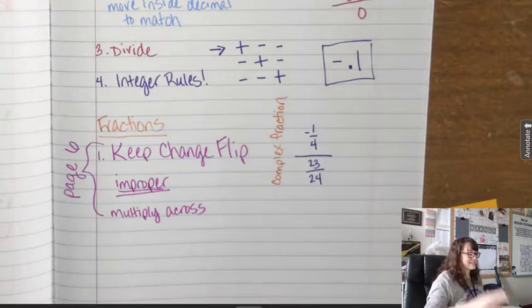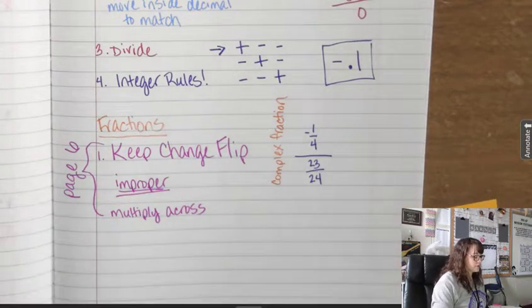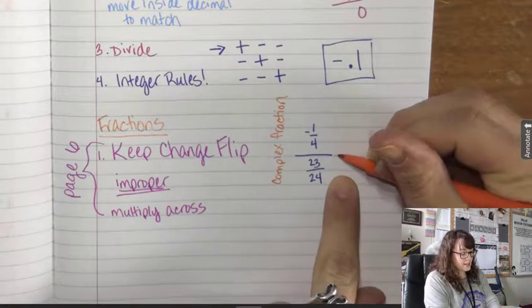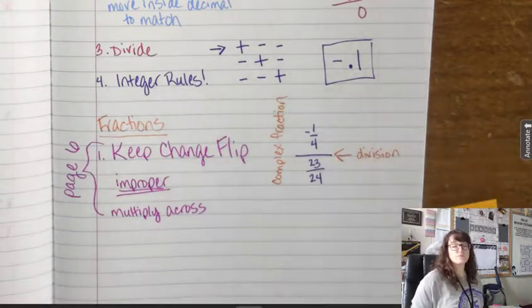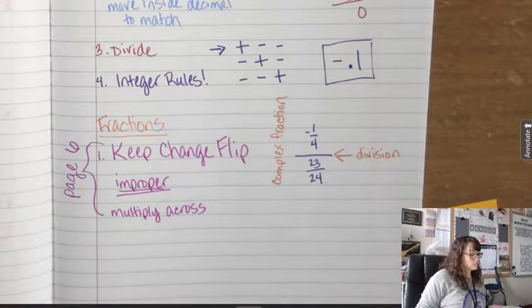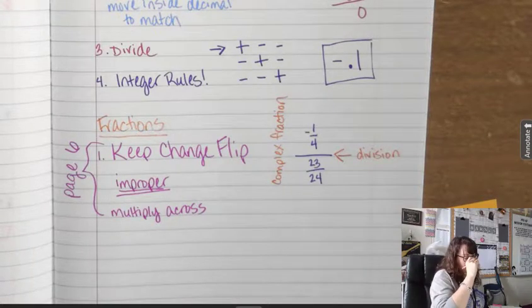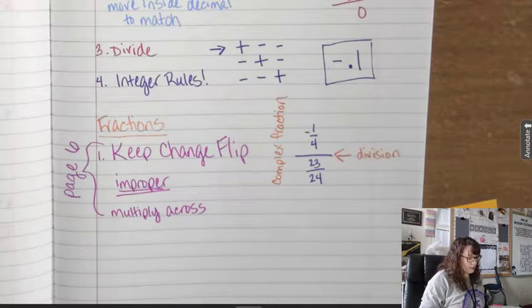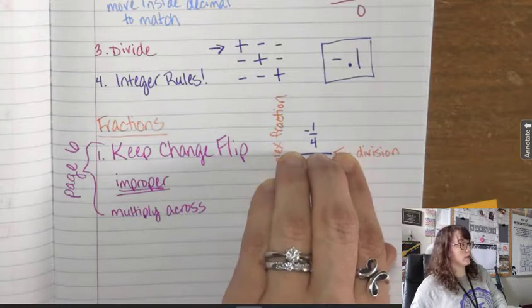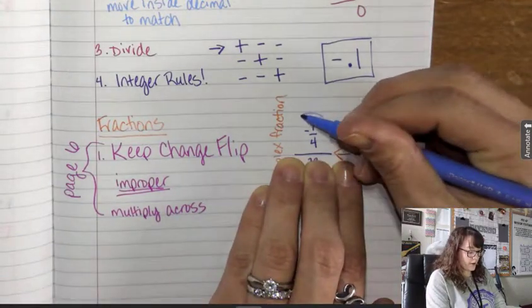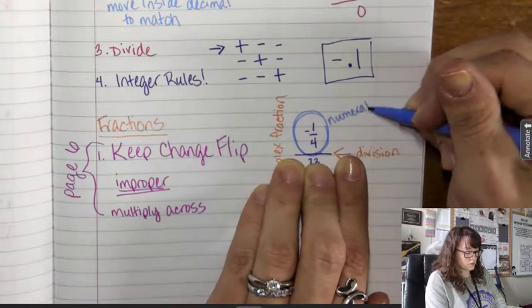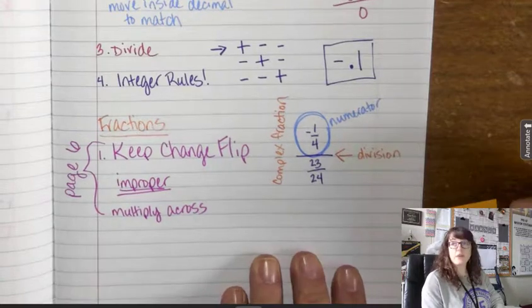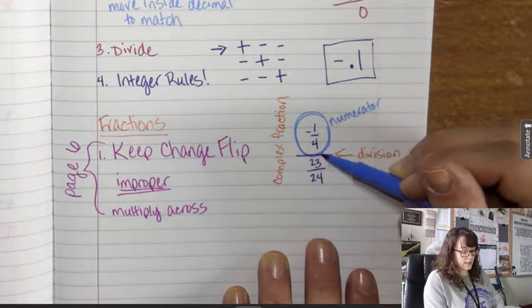Now, it's not any different than what you're used to. Here's what I want you to do. This is the division bar. There's your division line. What is above the division line? What number is above it? Oh, 1/4. So this is my numerator. What's below that division line? The denominator.